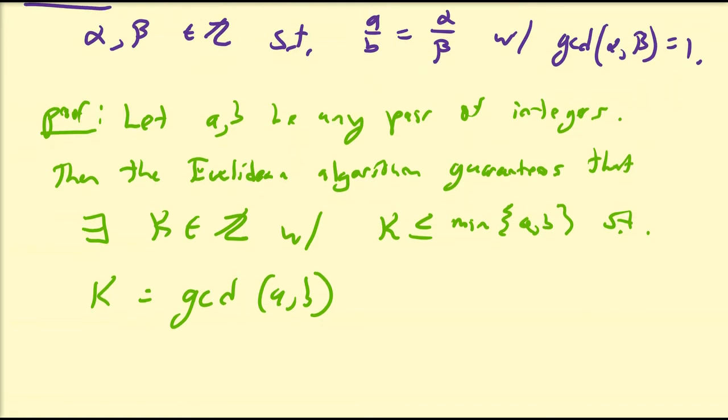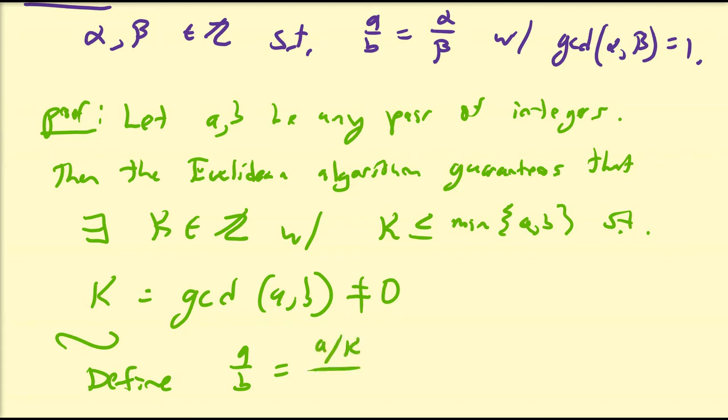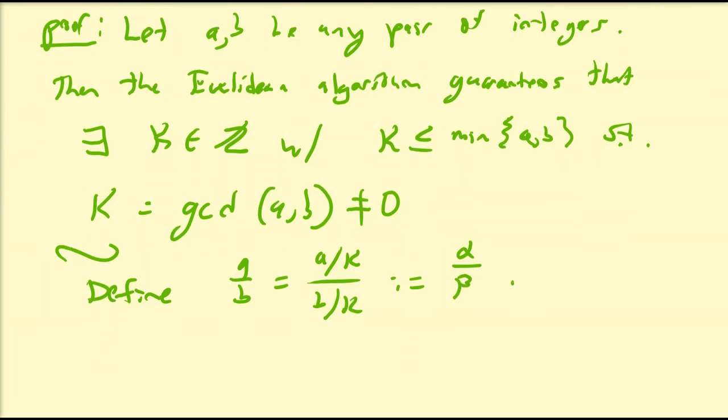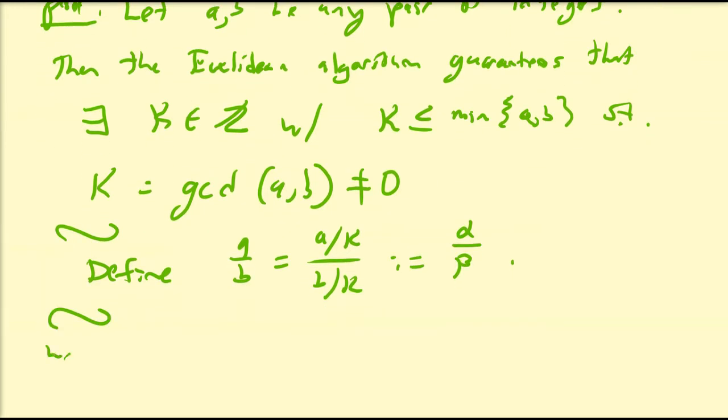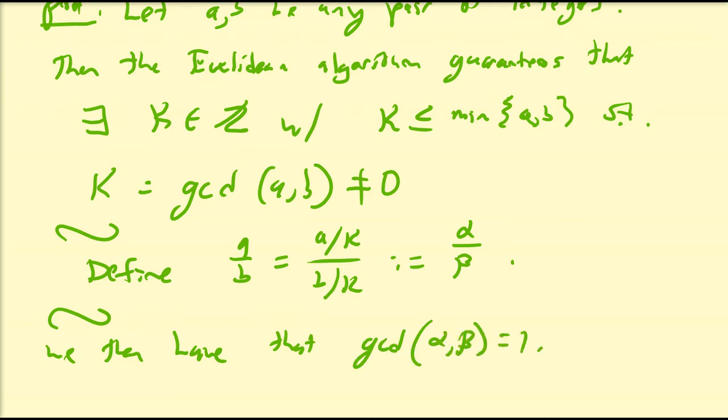So we're going to define a over b. We're going to divide top and bottom by k, and remember this is not equal to 0. So this is going to be a divided by k over b divided by k, and we're going to define this to be equal to alpha over beta. And one can easily see, so we then have that the greatest common divisor of alpha and beta is equal to 1.